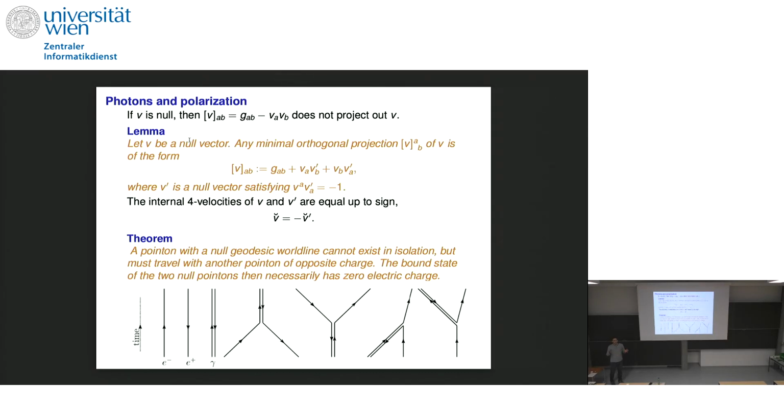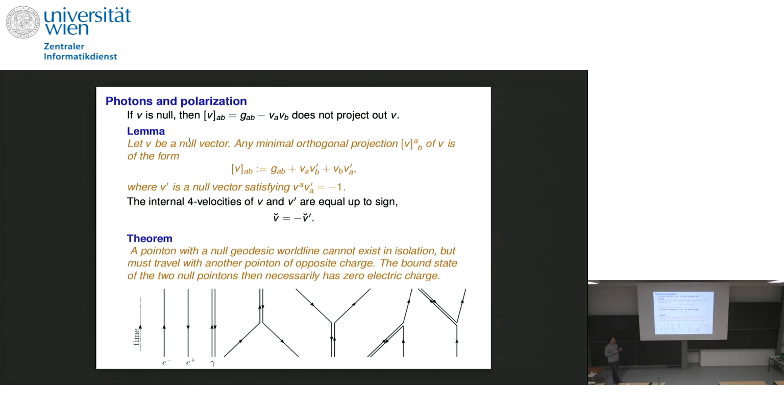Okay, so now we go to the case we had before. When we had our projection, V was a space-like vector, but if it's null, of course, the projection we had before doesn't work, doesn't project out the vector. Easy lemma: let V be a null vector, then any minimal orthogonal projection of V can be written of this form. So it projects out a two-dimensional subspace where V prime is a null vector that contracts with V to give -1. And then you can show that the internal four velocities of V and V prime are equal up to sign. So one is the negative of the other.